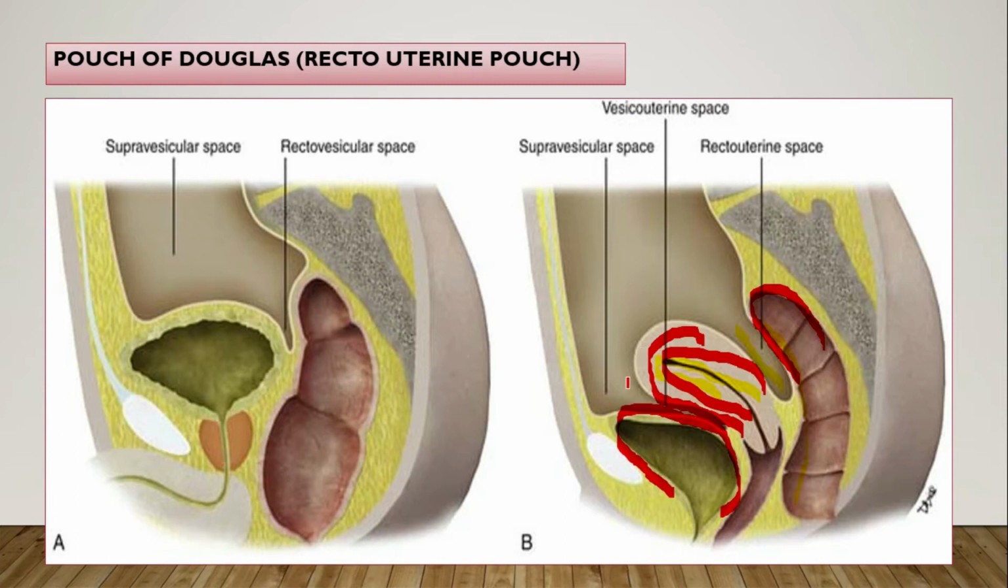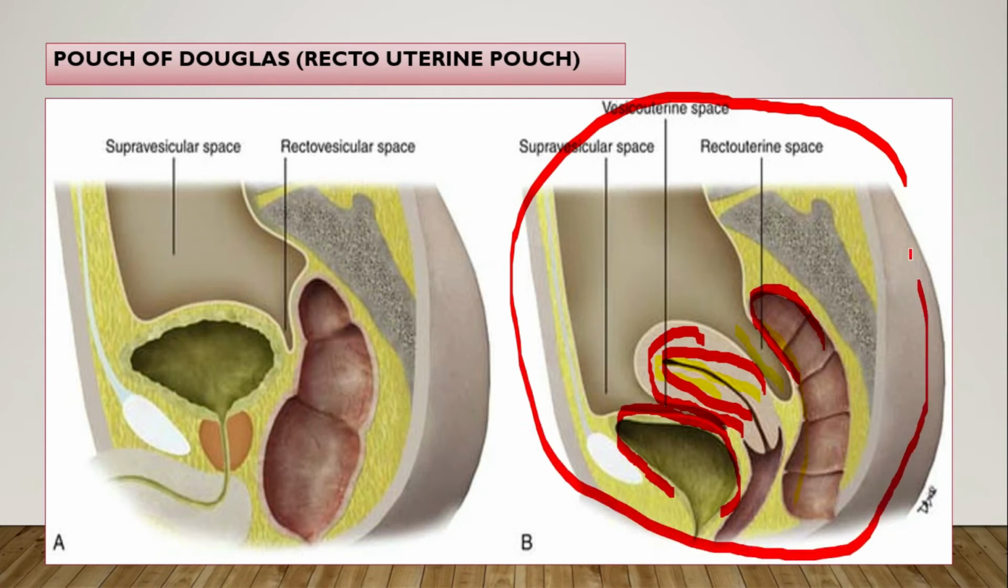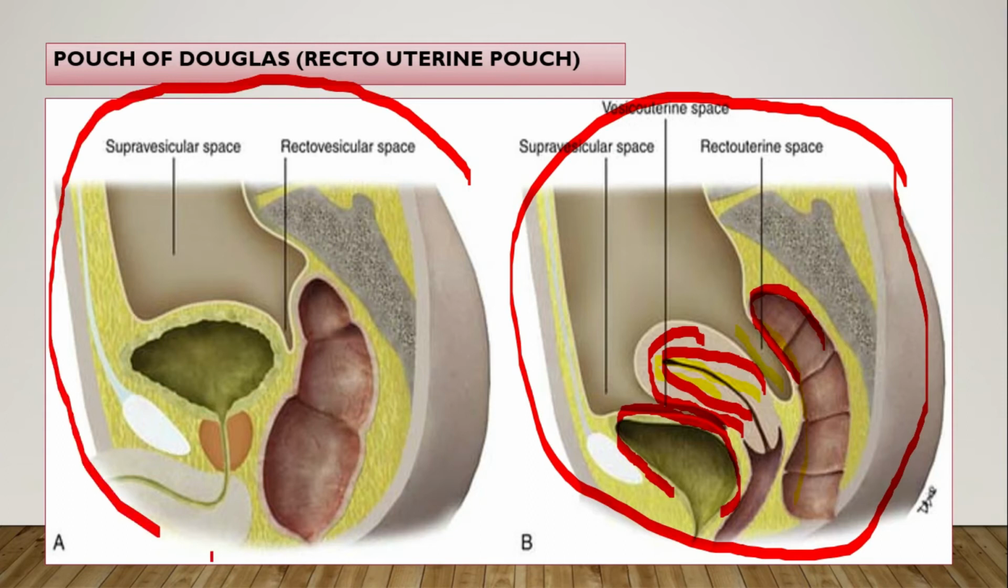The space which is present above the vesicle, above the bladder, is called the supravesical space. Now here we have discussed the female section. Now we will discuss the male section.